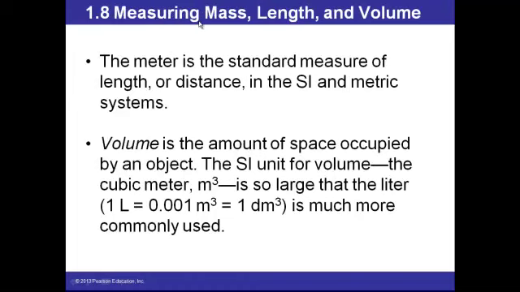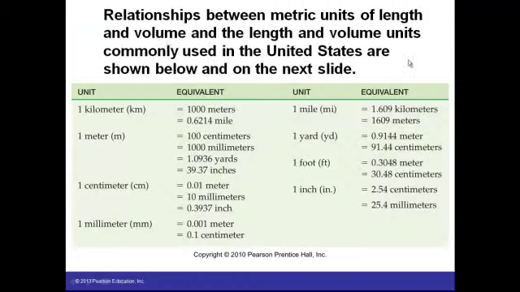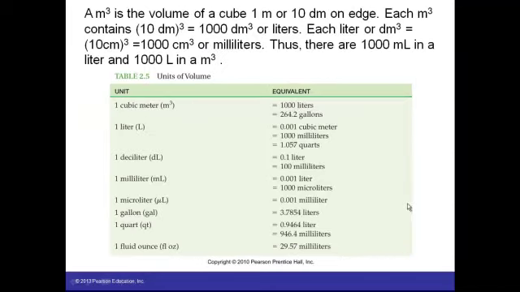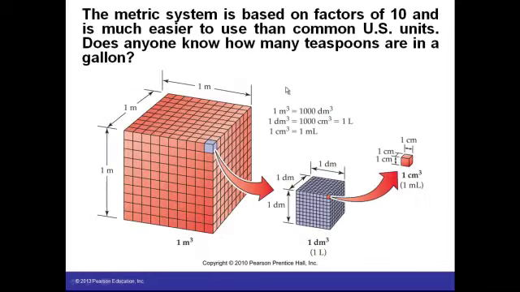So we talked about measuring mass. When we measure length, our standard unit is the meter. And then the standard unit for volume in the SI units is the cubic meter, but this is so large that the liter becomes much more commonly used. So 1 liter is equivalent to 0.001 meters cubed, or 1 cubic decimeter. And so this table here is giving our length conversions for our common English units as well. And then our unit for volume is the meter cubed for the SI units, and this is equivalent to 1,000 liters. And so this is a nice chart here to look at the volumes.